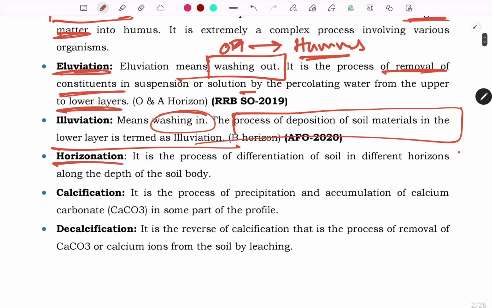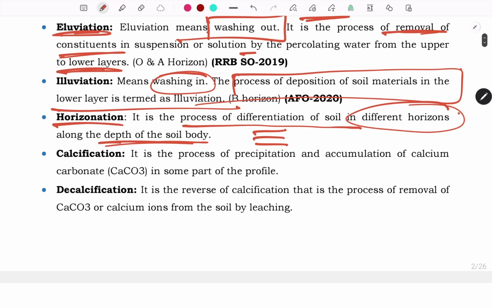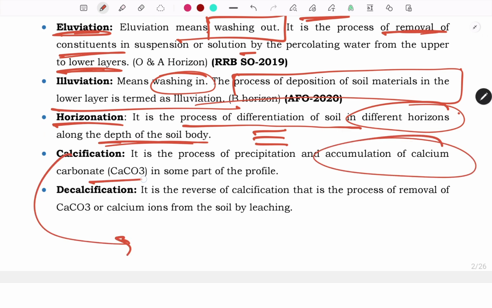Then the next term is horizonation. By the word itself, you can assume that horizonation is the formation of horizons. It's a process of differentiation of soil into different horizons along the depth of the soil body. And the next term is calcification. Calcification is nothing but an accumulation of calcium carbonate, CaCO3.